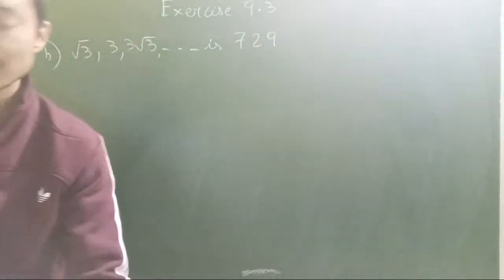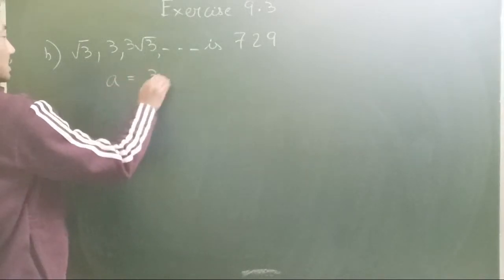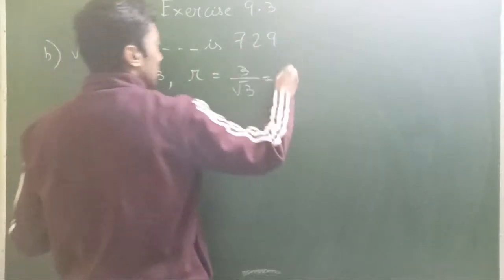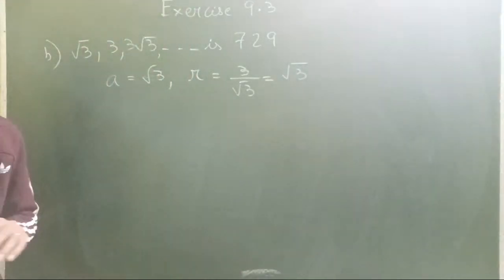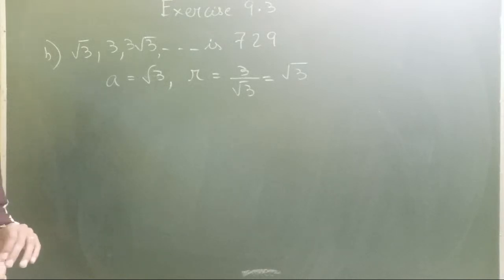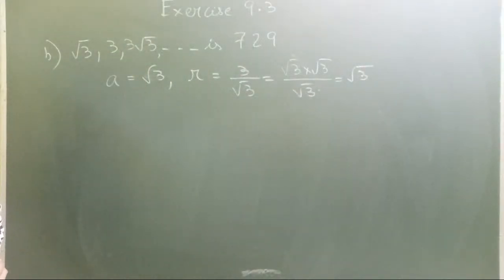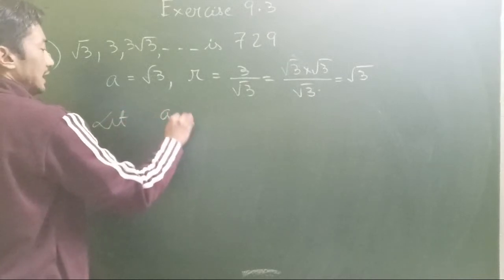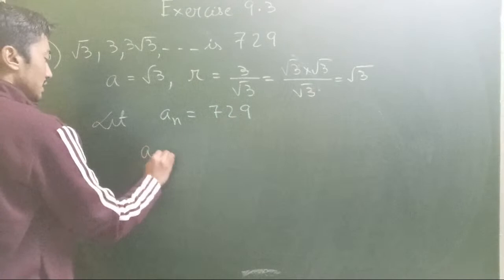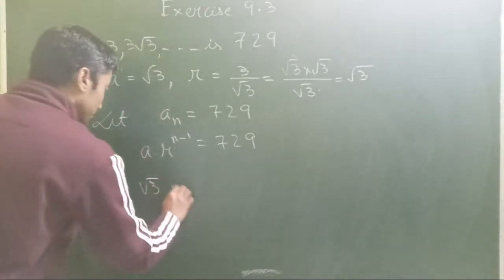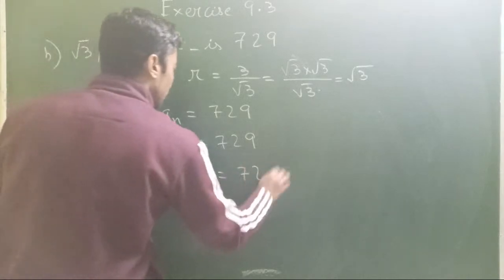Almost similarly, so let's simplify straight away. Here a, the first term, is root 3. Common ratio is root 3 into root 3 divided by root 3, so that will be of course root 3. As we have assumed, let the nth term be 729. Then a into r power n minus 1 is 729. A is root 3, common ratio also root 3, power n minus 1, equal to 729, almost the same as the last question.